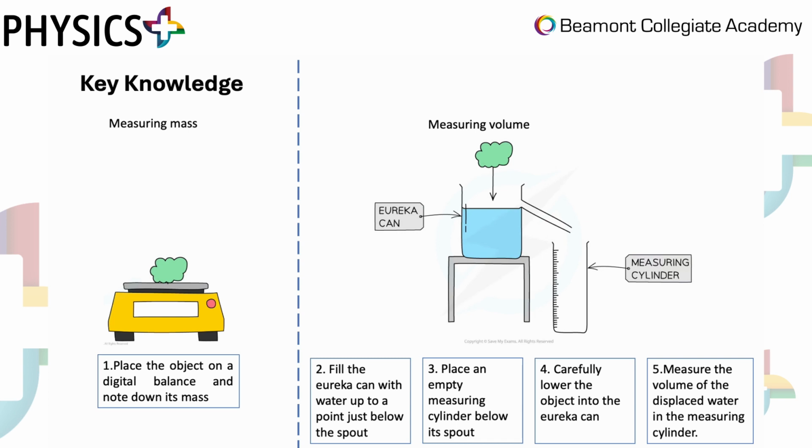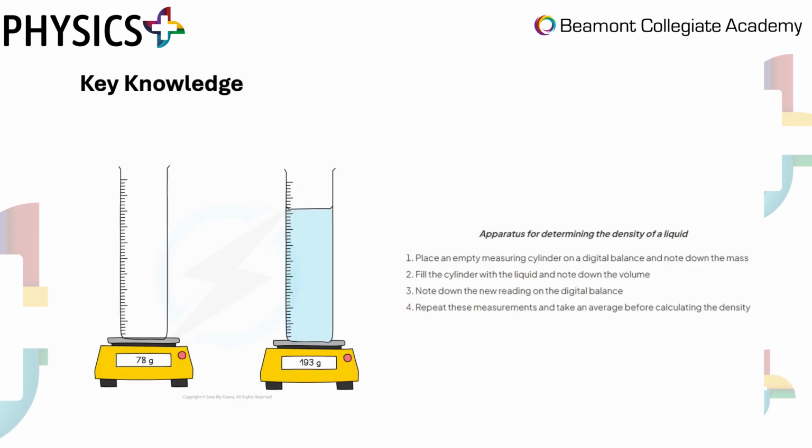We have now got mass and volume, and we can use the equation density equals mass divided by volume. Pause the video and make sure that you know this setup and the steps suggested. Key knowledge. The density of a liquid can also be calculated using a measuring cylinder and a digital balance. Pause the video and read through the method provided.